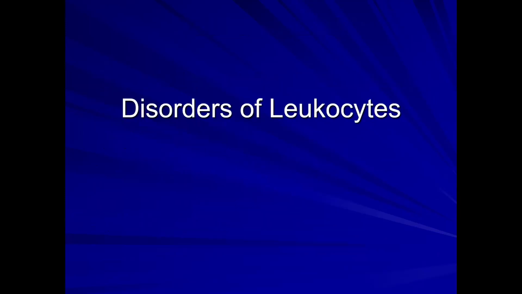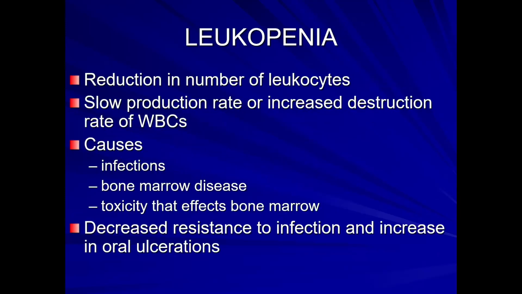So now we're going to talk about disorders of the leukocytes. Leukopenia is the reduction of our leukocytes, right? It can be a slow production or an increased destruction of our white blood cells. And our white blood cells are important, right? They're our fighters. They're going to come in and tackle all those infections that we're getting. Sometimes when we get sick, we have an increase in white blood cells, but we'll get into that after this because this is on a decrease.